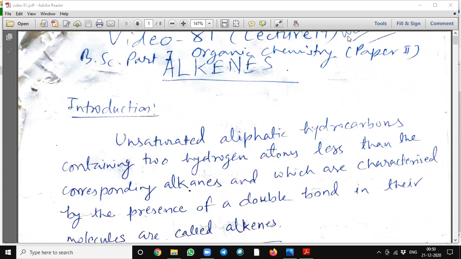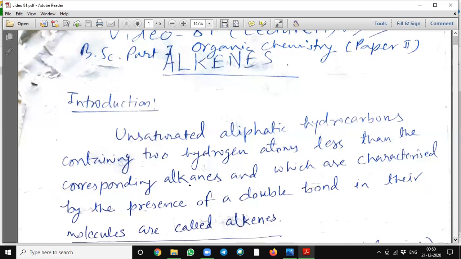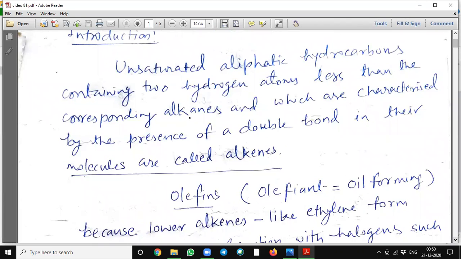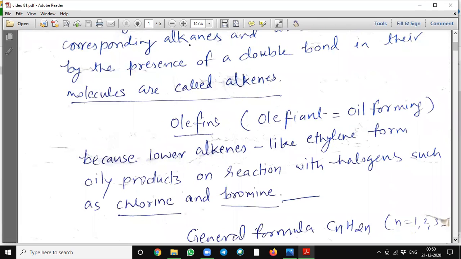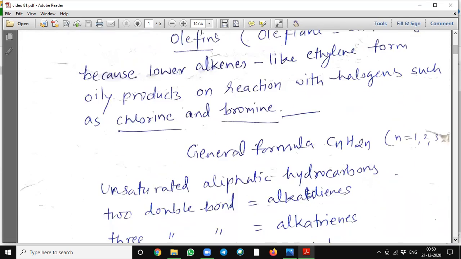Introduction. Unsaturated aliphatic hydrocarbons containing two hydrogen atoms less than the corresponding alkanes and which are characterized by the presence of the double bond in their molecules are called alkenes. Olefins. Olefins means oil forming, because lower alkenes like ethylene form oily products on reaction with halogens such as chlorine and bromine. Its general formula is CnH2n, where n is 1, 2, 3. Unsaturated aliphatic hydrocarbons.